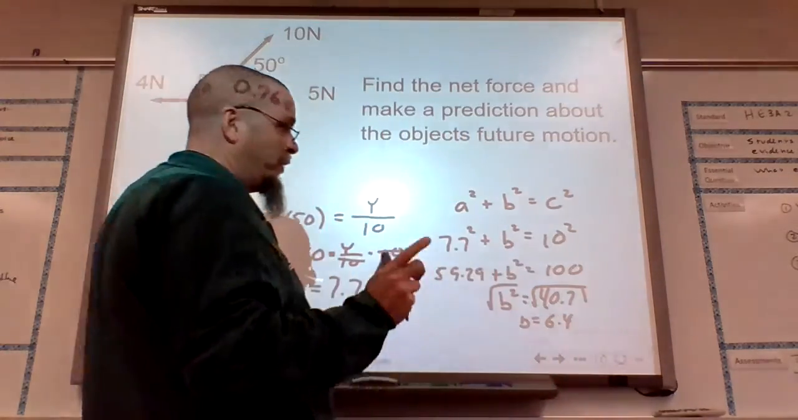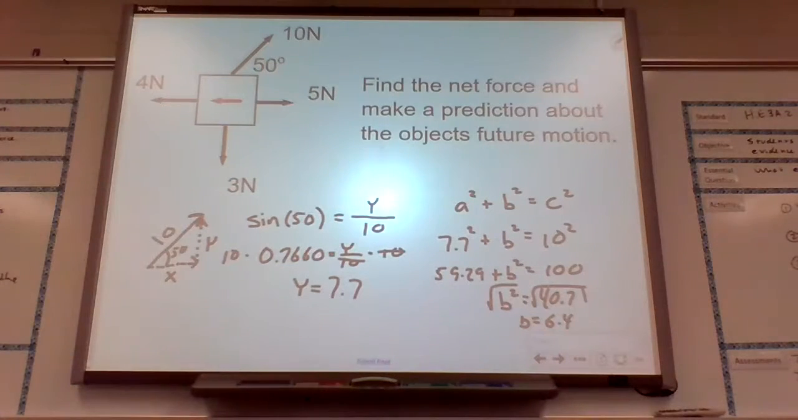So I get the same answer both ways, but I have noticed, looking at some of your work, that some of you are doing that Pythagorean theorem side wrong. And once you figure out a pattern here, it's sine 50 times 10. The other one's cosine 50 times 10. It's so much quicker just to punch that in your calculator than it is to do the whole Pythagorean theorem thing.